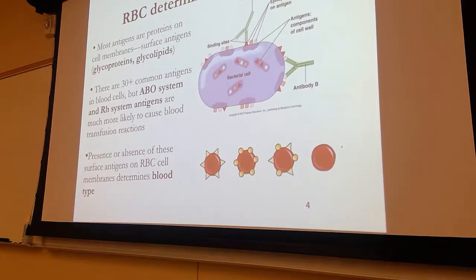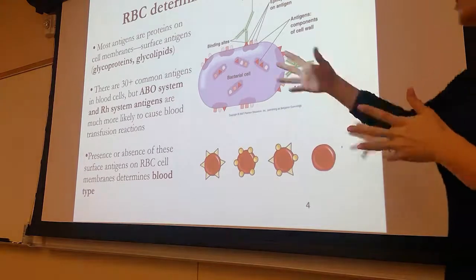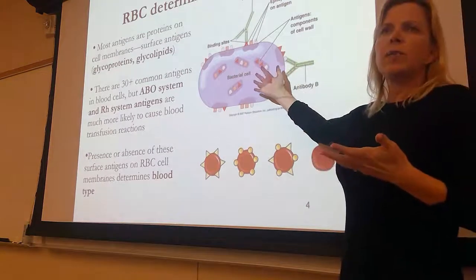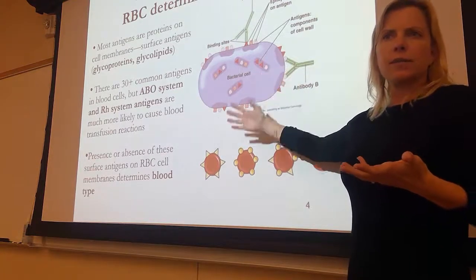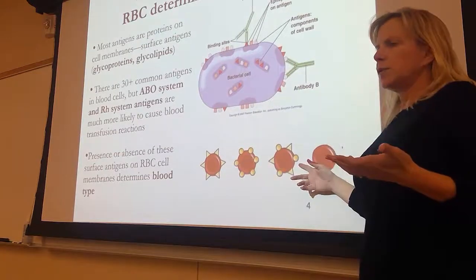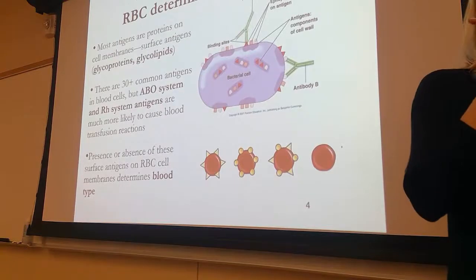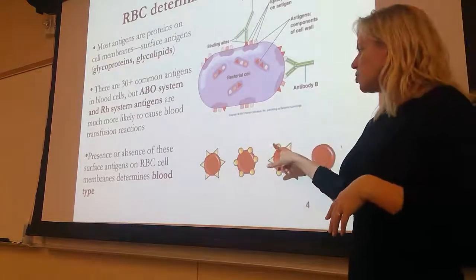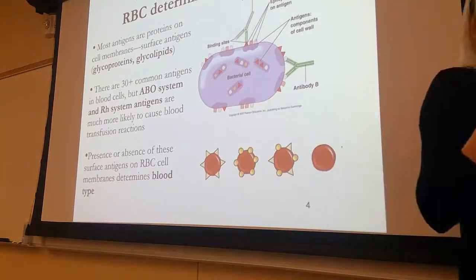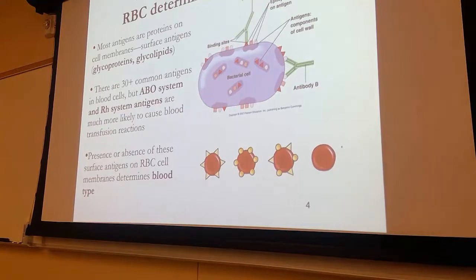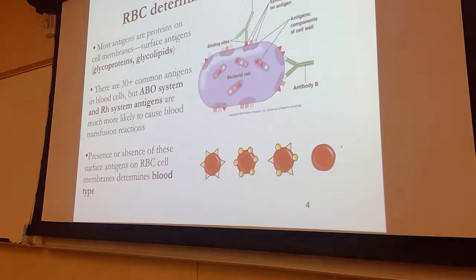Well, what antigens do you have on red blood cells? Your red blood cells are not bacterial cells, obviously. Your red blood cells are cells that have a biconcave shape to them. And up here on the screen, I'm showing you the antigens using geometrical figures just like the bacterial cell did.